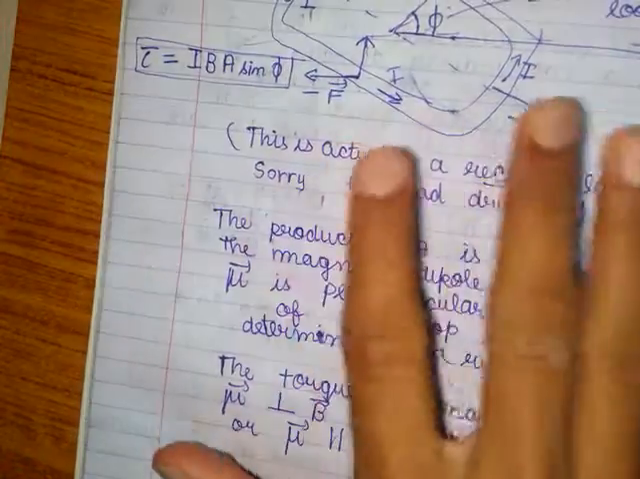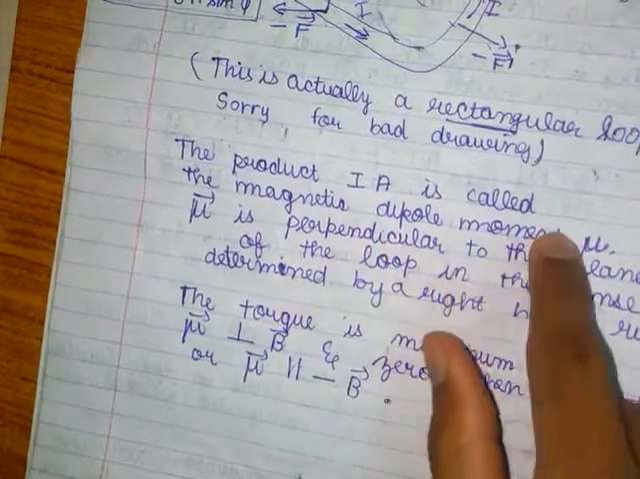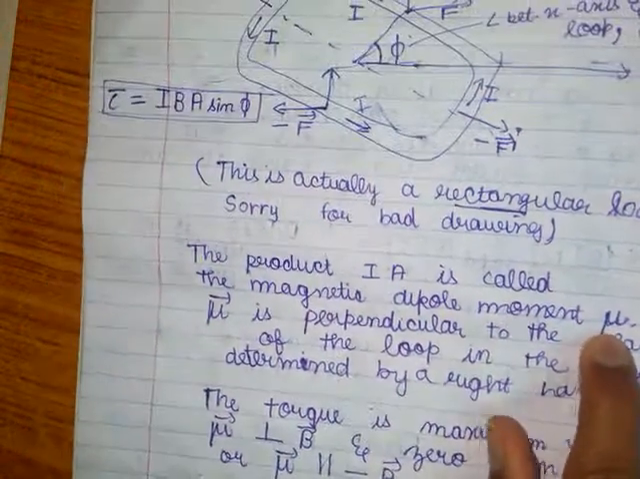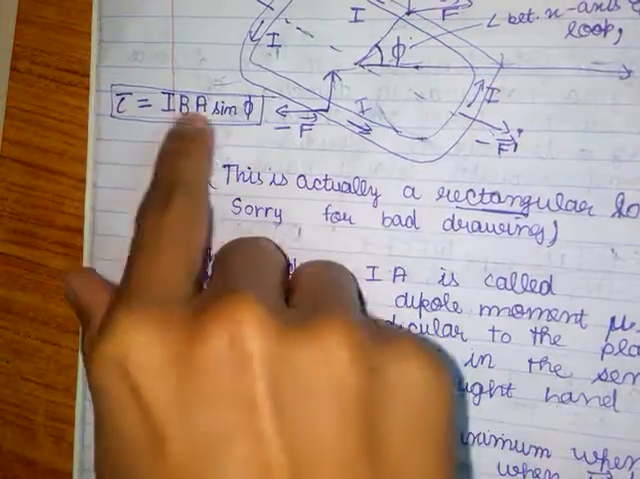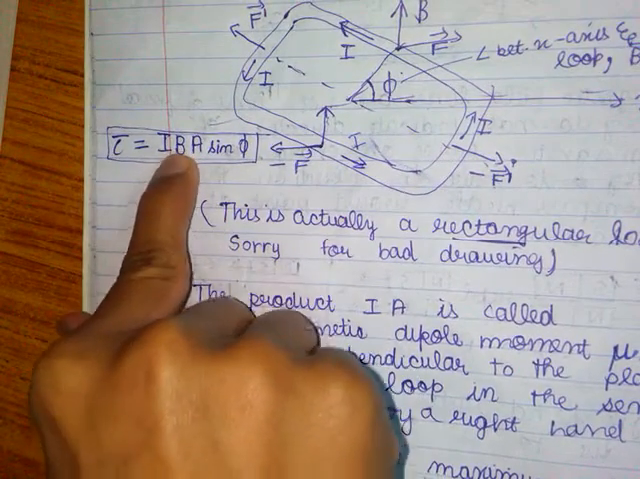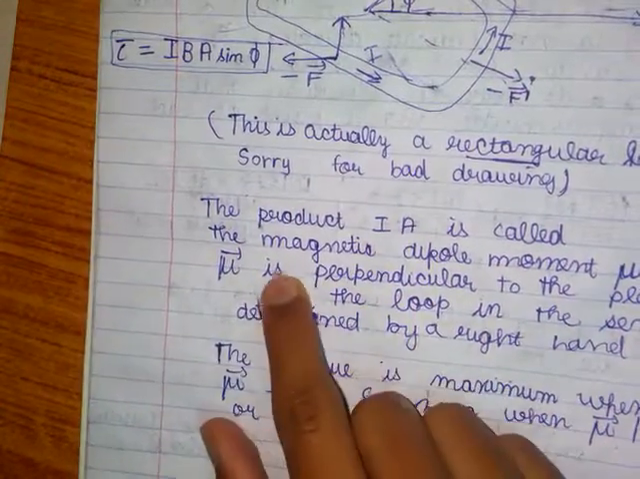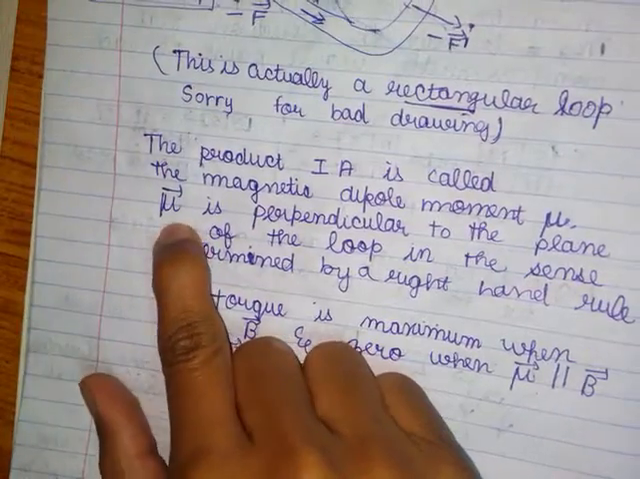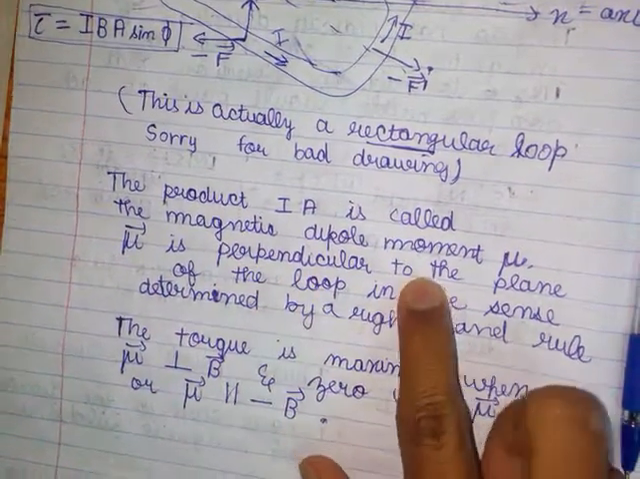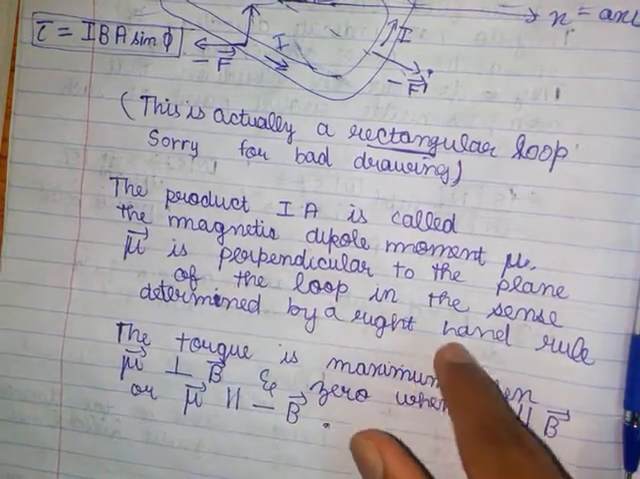Okay, so this is it, and the product IA is very important. It's called the magnetic dipole moment mu. You can see that the torque directly depends on the product IA. The greater the product IA or mu, the greater the torque, and so on. We can define a vector mu by taking the direction of mu to be perpendicular to the plane of the loop in the sense determined by the right hand rule.